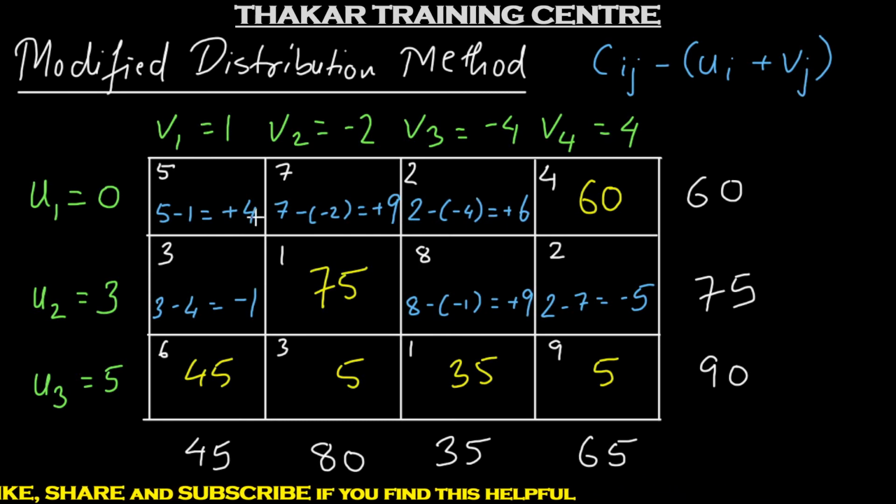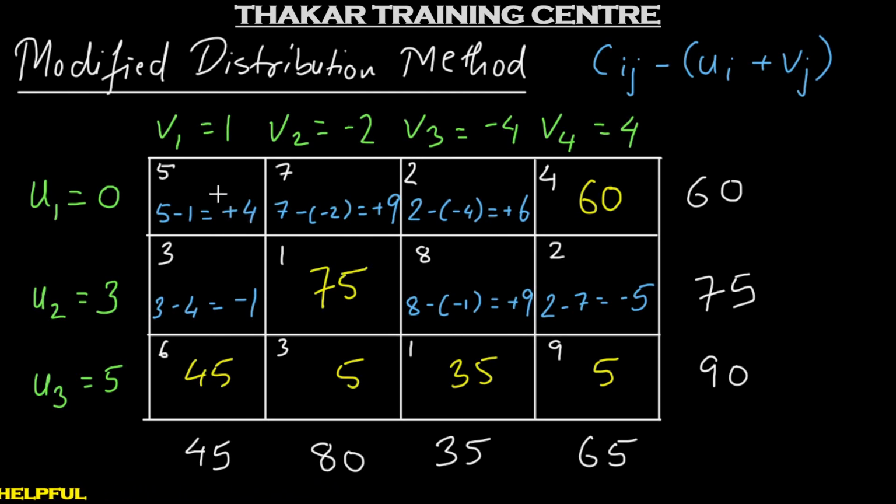So to quickly recap, a value of plus 4 in the change in total transportation cost means that if one unit is allocated to this cell, the total transportation cost will go up by 4. Similarly, for this cell, if one unit is allocated, then the total transportation cost will go up by 9. Then coming to this cell, if one unit is allocated to this cell, the total transportation cost will change by minus 1. That is, it will come down by 1. Similarly, if one unit is allocated to this cell, the total transportation cost will change by minus 5. That is, it will come down by 5.